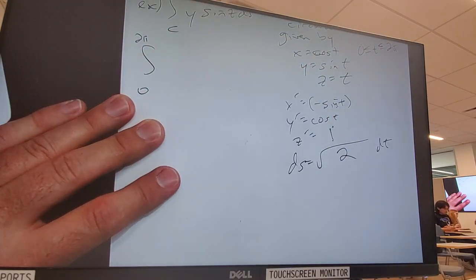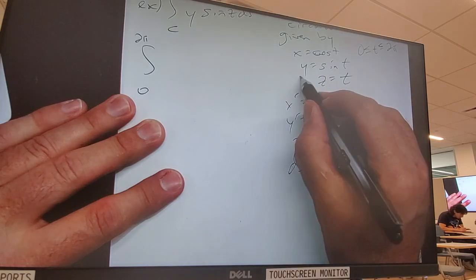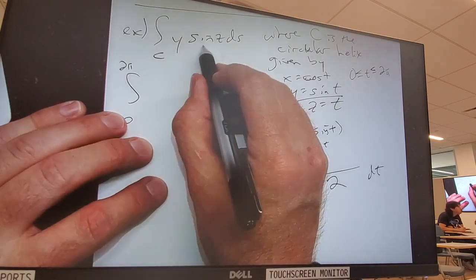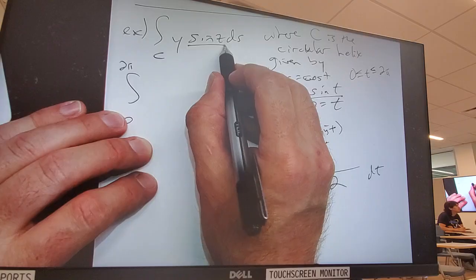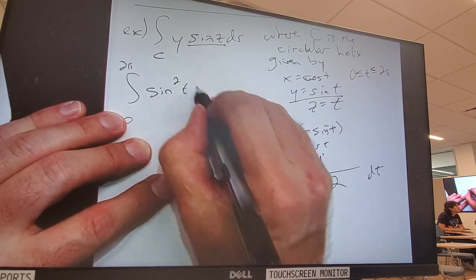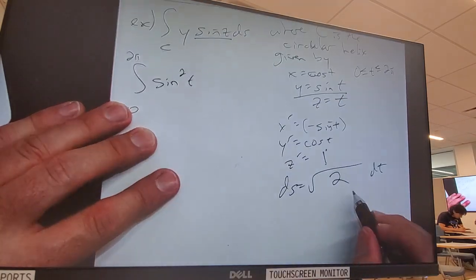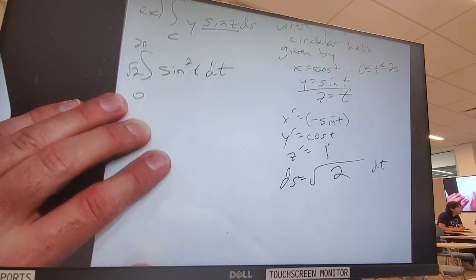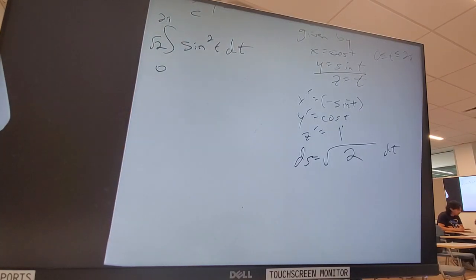Y is sine t. And what's z? t. So I get sine squared t. Is that cool? And ds is root 2 dt. And as I promised, that's an example integral that requires you to use a trig substitution, right? Sometimes you call it power reduction. I just call it a reformulation of the half angle formula. You guys at all with me? How do I do that?